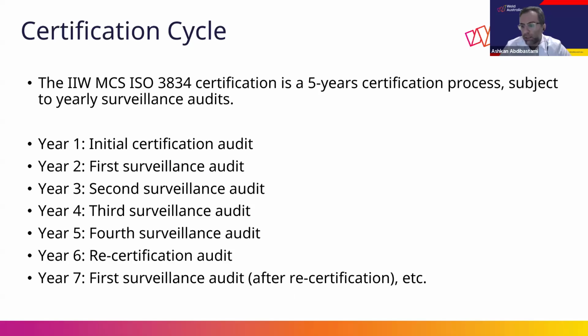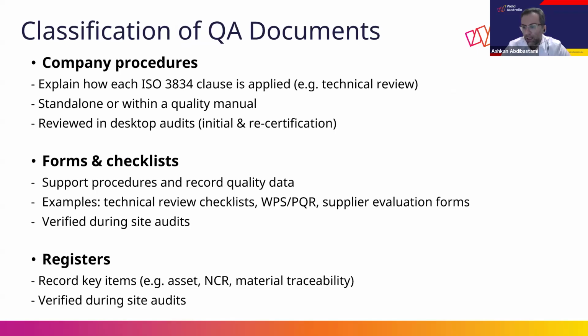The IIW MCS ISO 3834 certification follows a 5-year cycle with annual surveillance audits. It starts with the initial certification in year 1, followed by yearly audits from year 2 to year 5. In year 6, a full recertification audit is conducted, and the cycle continues, starting with another surveillance audit in year 7 after recertification.